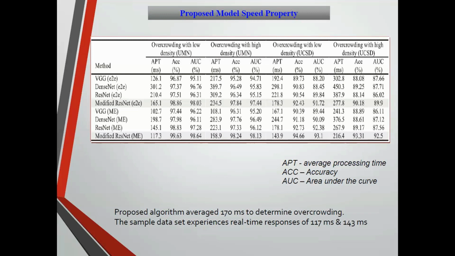Okay, so this is the general feature, 117 milliseconds. Because of that, our target is to minimize the computational time and complexity. That's why the main beauty of this work is how to optimize the feature value. A simple dataset experiences a real-time response of 117 and 143 milliseconds respectively.